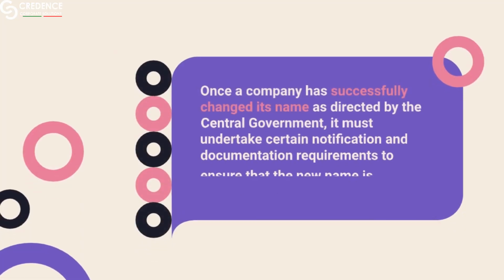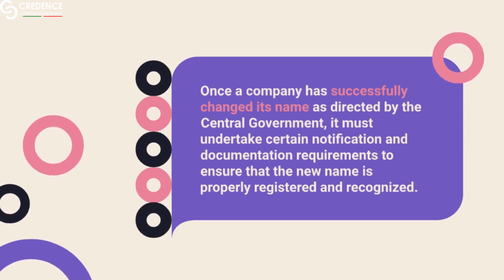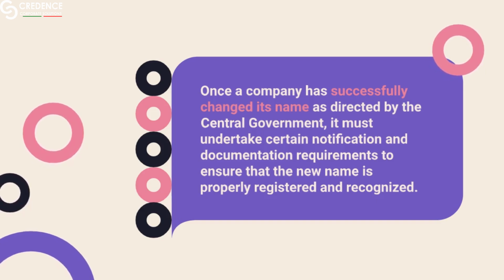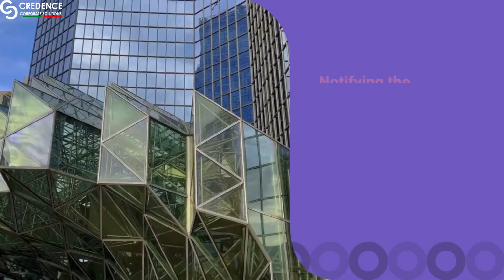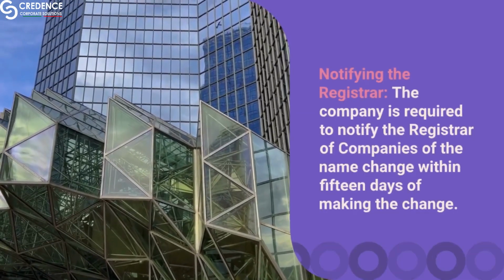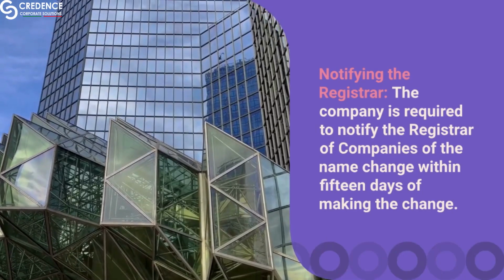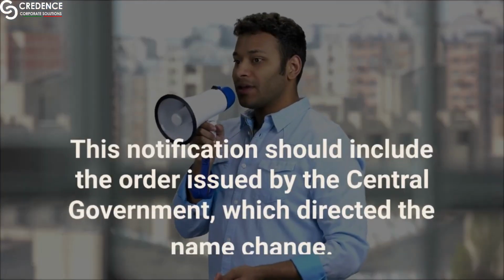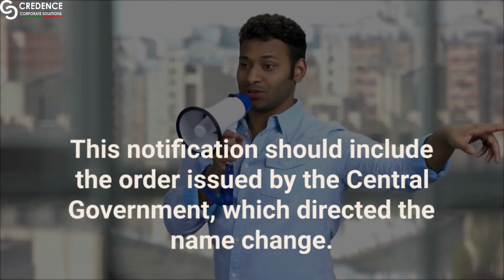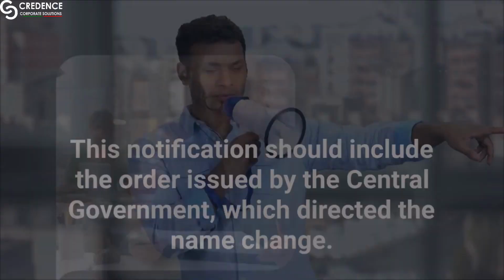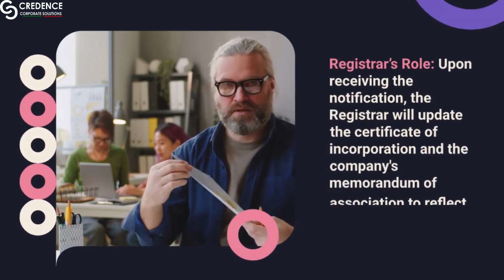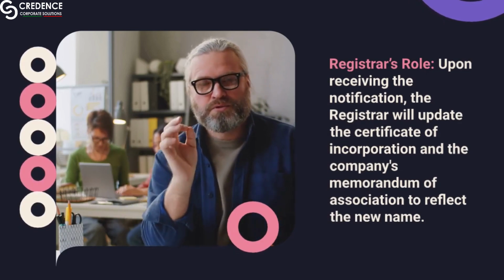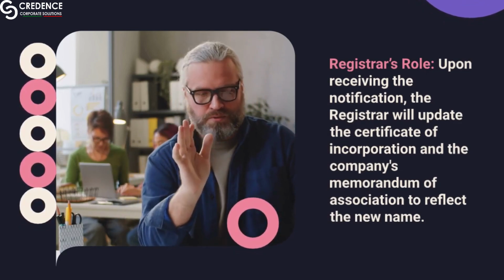Once a company has successfully changed its name as directed by the central government, it must undertake certain notification and documentation requirements to ensure that the new name is properly registered and recognized. Notifying the registrar. The company is required to notify the registrar of companies of the name change within 15 days of making the change. This notification should include the order issued by the central government, which directed the name change. Registrar's role. Upon receiving the notification, the registrar will update the certificate of incorporation and the company's memorandum of association to reflect the new name.